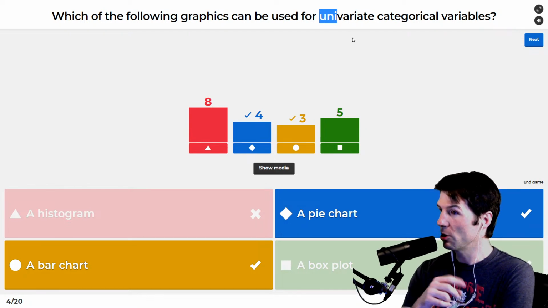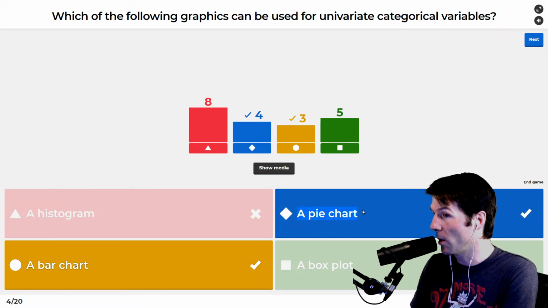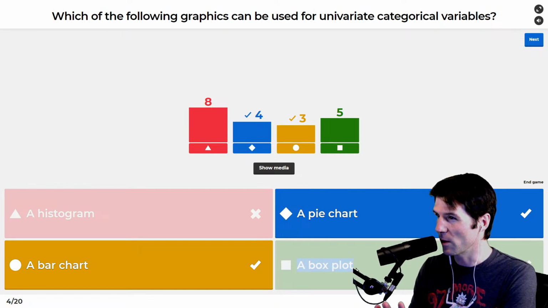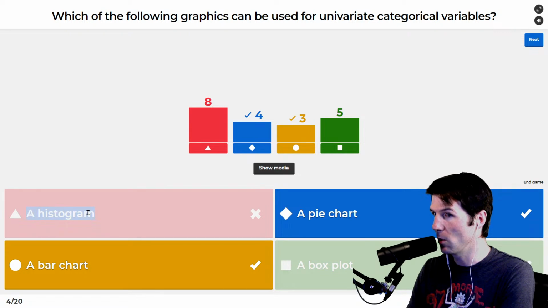Univariate, meaning one question, one variable has been asked, and we are seeing a pie chart of your favorite bars and a bar chart of your favorite pies. Now, a box plot and a histogram are slightly different. For histograms and box plots, we need what kind of data?